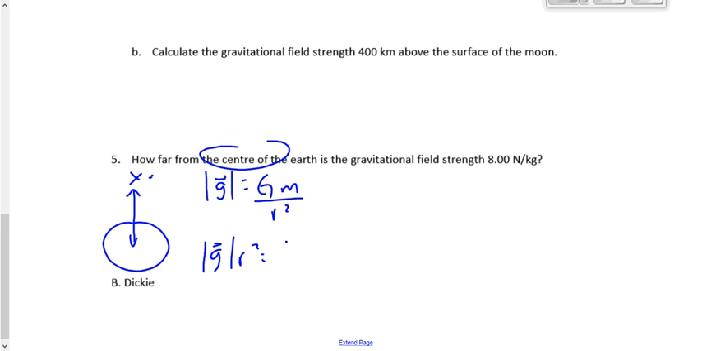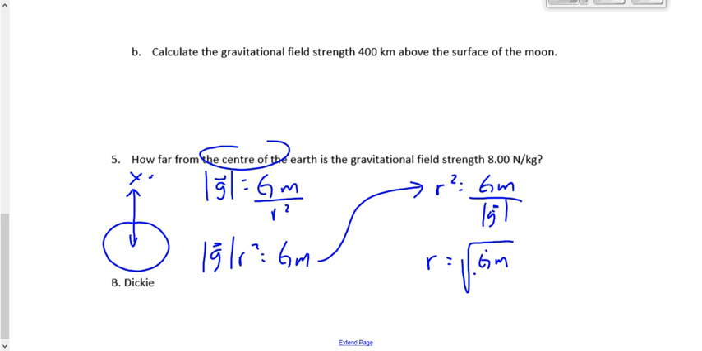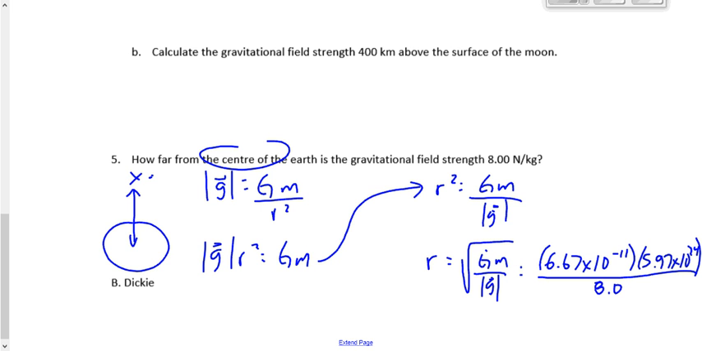g times r squared is equal to Gm. r squared is equal to G times m divided by g. Take the little g over by dividing, and then we're going to square root all that: G times m over little g. So this is 6.67 times 10 to the negative 11 times the mass of the Earth, 5.97 or 5.98 times 10 to the 24 kilograms, and g is 8.00 newtons per kilogram in this case.